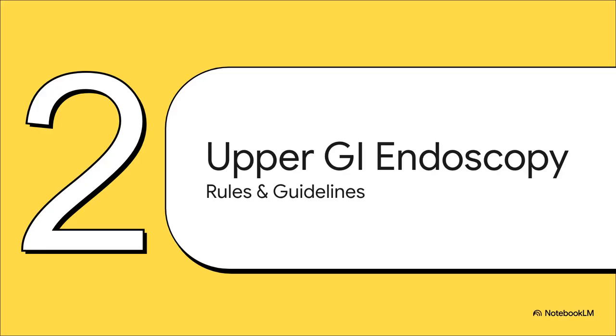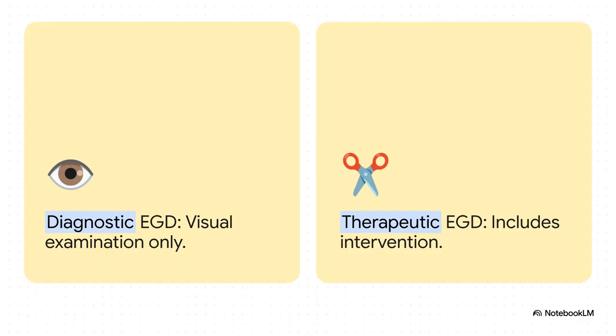Moving right along to Section 2, Upper GI Endoscopy Rules. All right, this is where we hit our very first major bundling trap. Notice the strict rule separating a diagnostic EGD from a therapeutic EGD. Anatomically speaking, we're talking about visualizing past the diaphragm, down into the esophagus, stomach, and the second or third portion of the duodenum. But here is the trap you gotta watch out for.